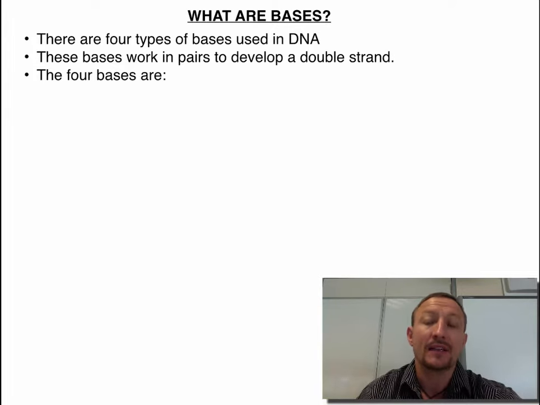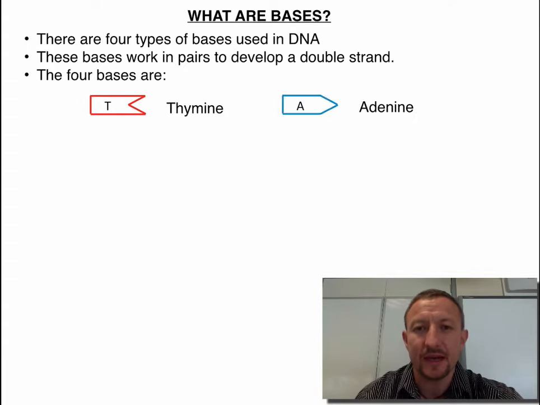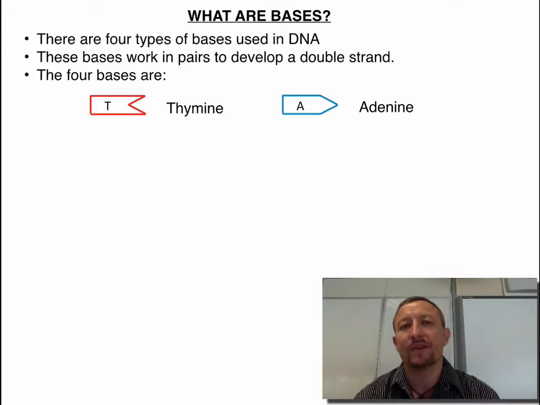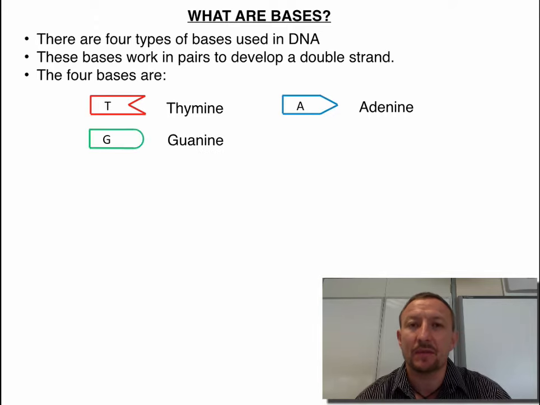Okay, so the 4 bases are, we've got thymine. Thymine will always join to the base adenine. So thymine and adenine go together. And instead of writing the names, we always simplify it using T and A. So T goes to A or A goes to T all the time. The third type of base is guanine, and the 4th is cytosine.